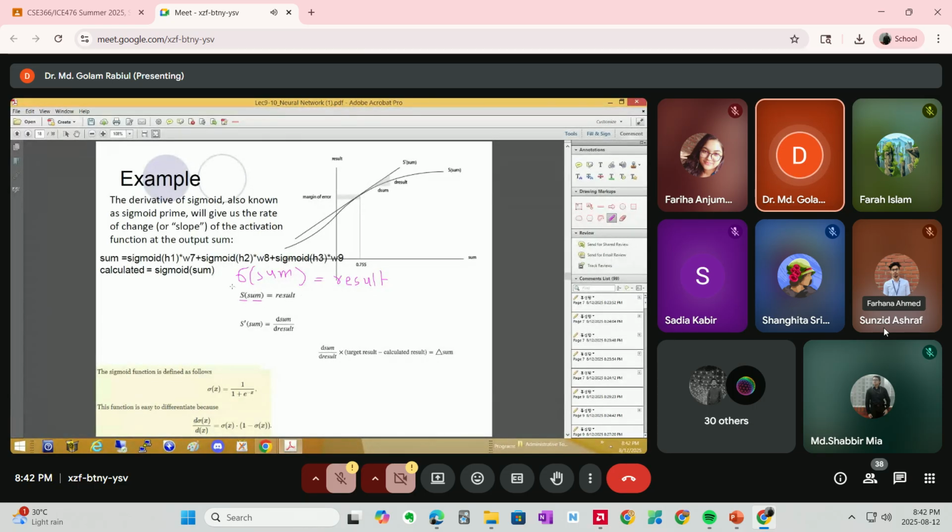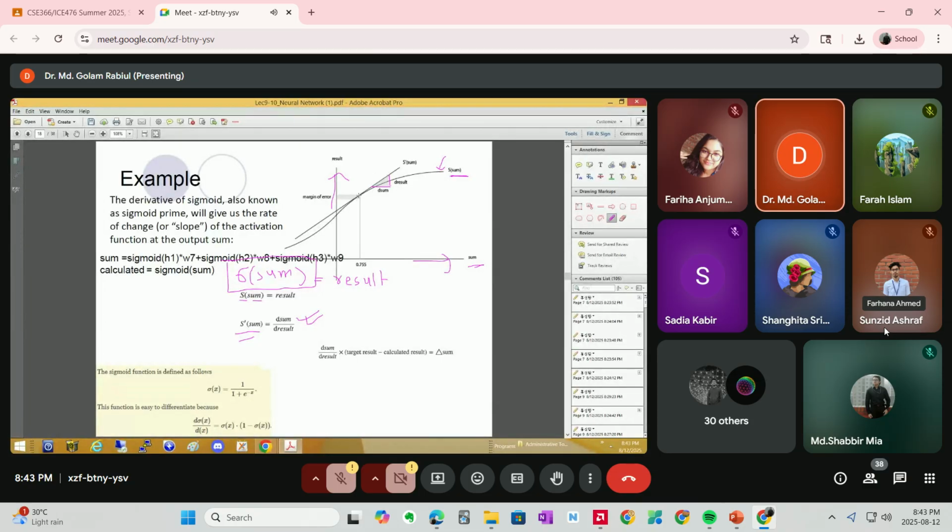So now we have to take the derivative of this. The derivative of the sigmoid of the sum will be d result by d sum. Here, if we consider this is our sum and this is our result, then this is our sigmoid of the sum. Then we can see this is our d sum and this is our d result.